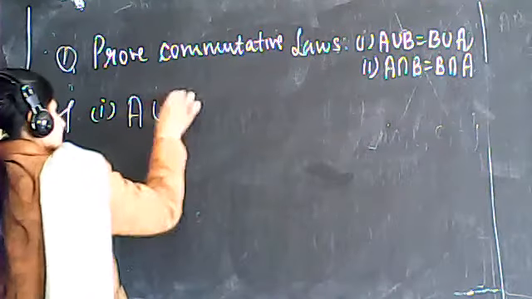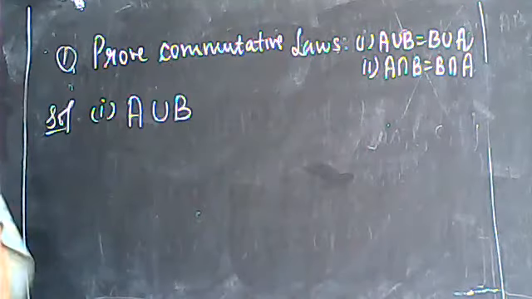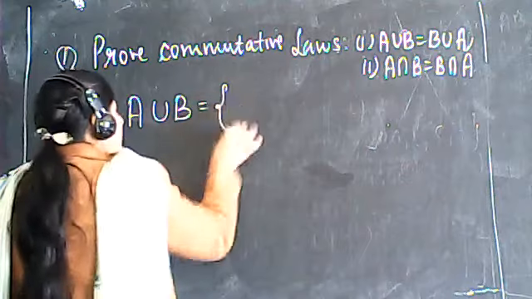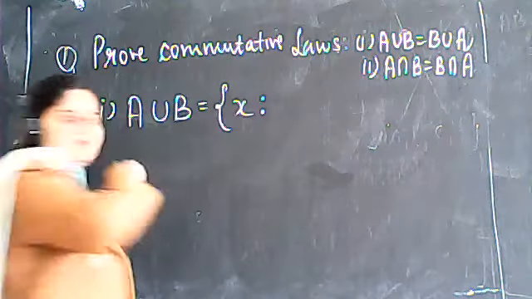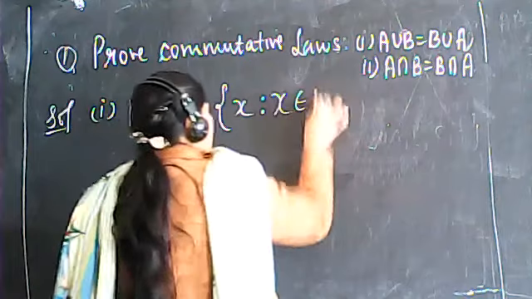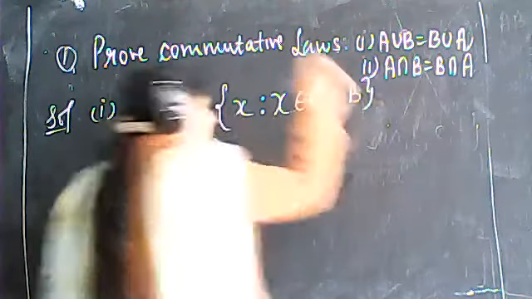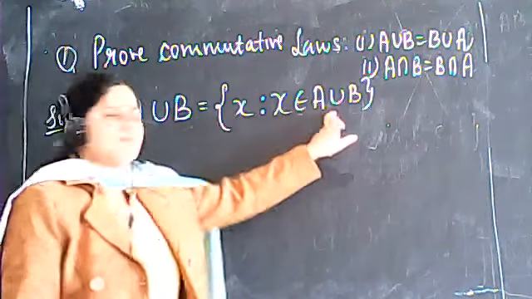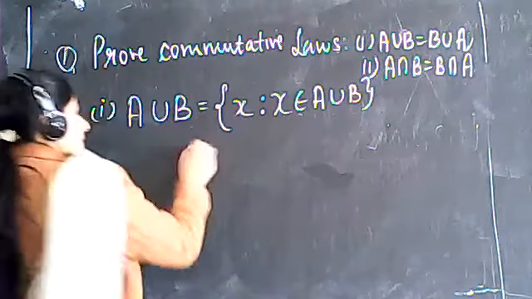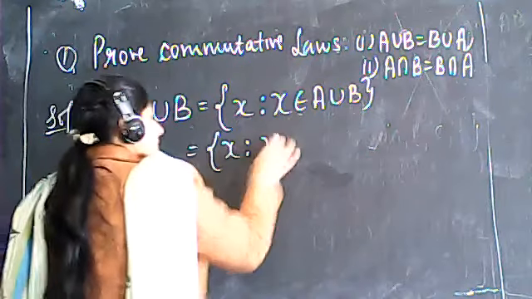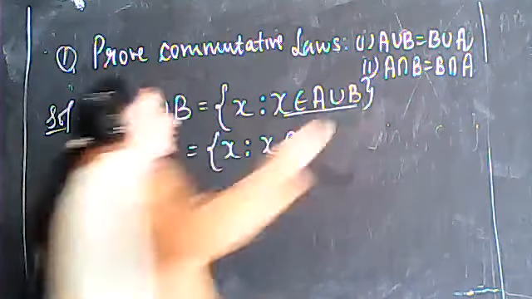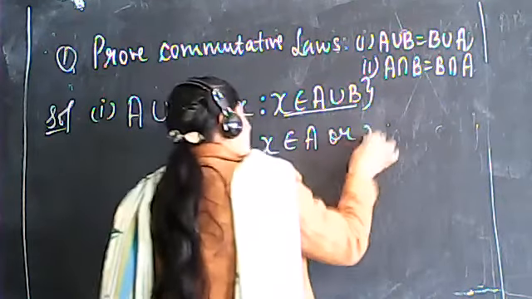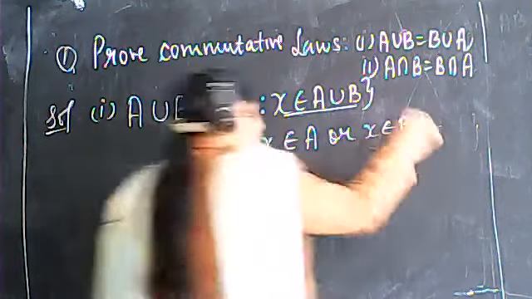Consider left hand side. What is left hand side? A union B. Now what is the definition of A union B? A union B is the collection of those elements which belong to this set. In this set we have only those elements which are present in A union B. Now it is the collection of X such that X belongs to set A or X belongs to set B.